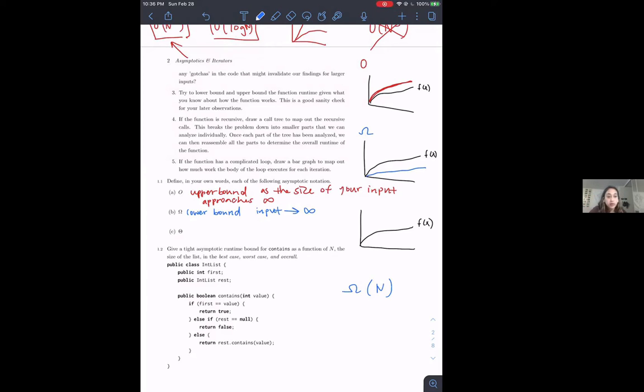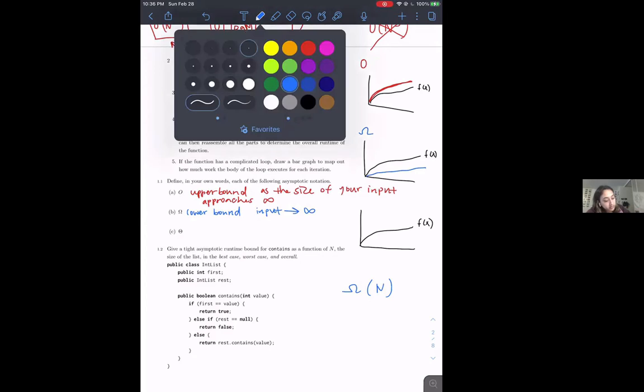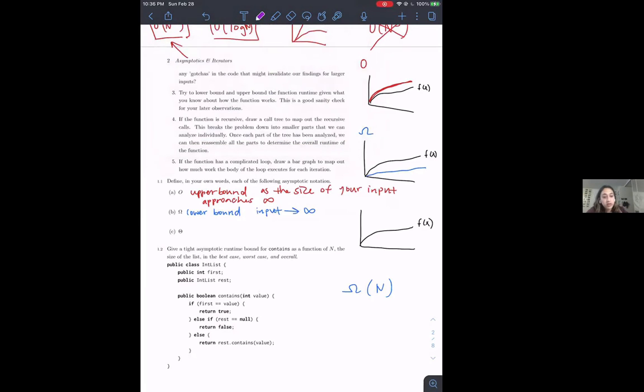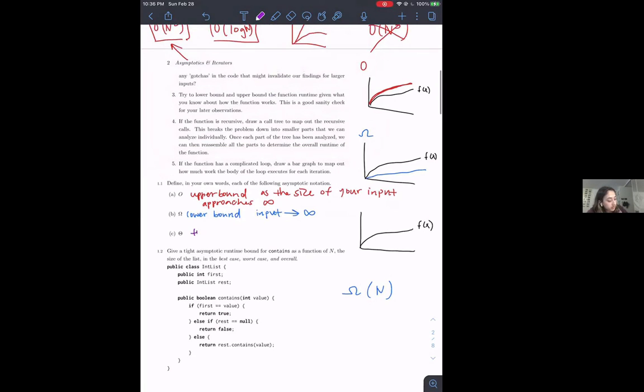Awesome. So the theta, let's write this in a different color as well. This one gives a tight bound on the runtime of your function. So tight bound, what does this mean? A tight bound means that your upper bound and your lower bound converge and they're the same. And so if your upper bound and your lower bound are the exact same, then you can actually give it a theta bound.